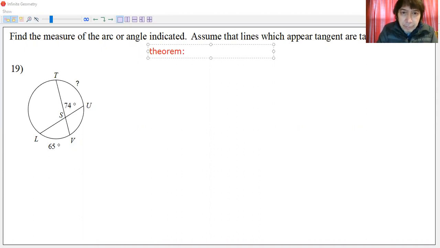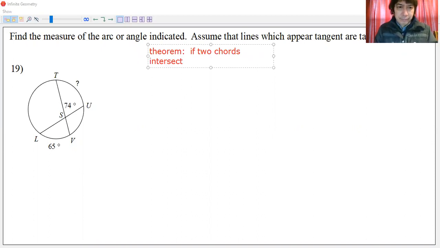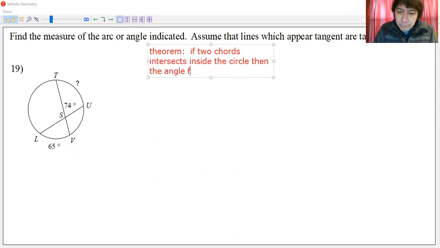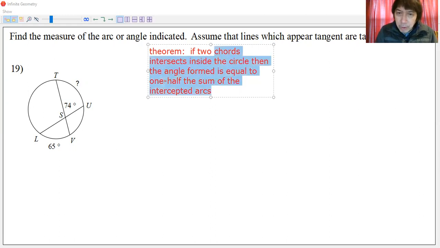If two chords intersect inside the circle, then the angle formed is equal to 1/2 the sum of the intercepted arcs. Put it in the clipboard.